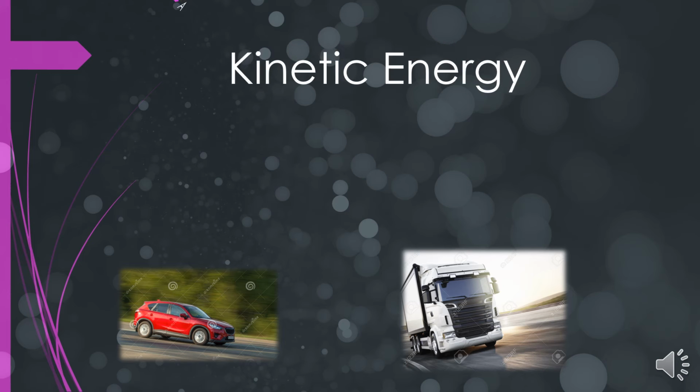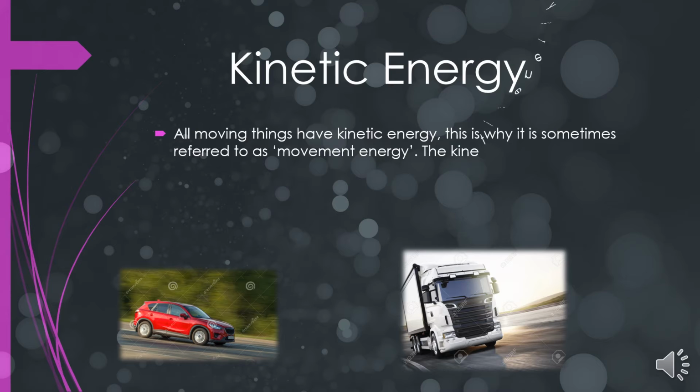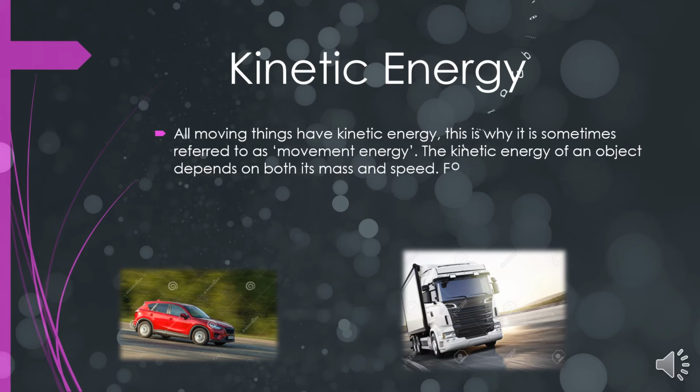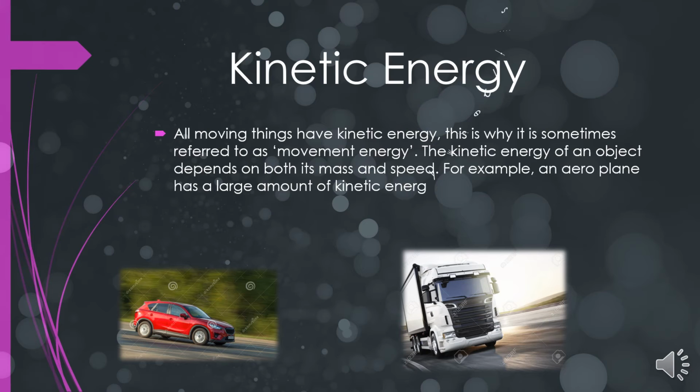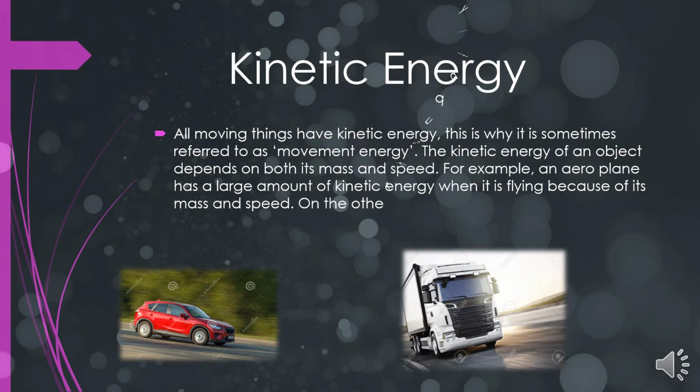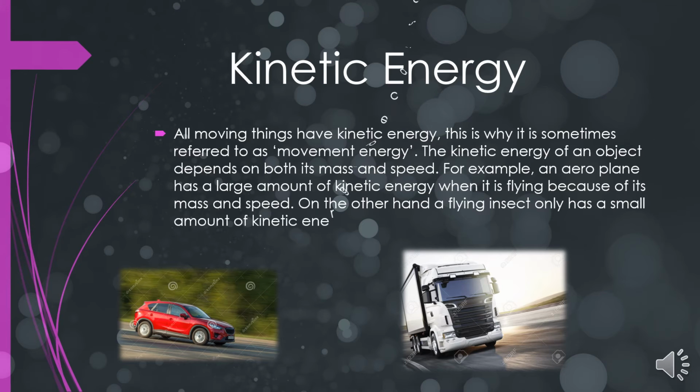Next on the list is kinetic energy. All moving things have kinetic energy. This is why it is sometimes referred to as movement energy. The kinetic energy of an object depends on both its mass and speed. For example, an airplane has a large amount of kinetic energy when it is flying because of its mass and speed. On the other hand, a flying insect only has a small amount of kinetic energy because its mass and speed are relatively small.